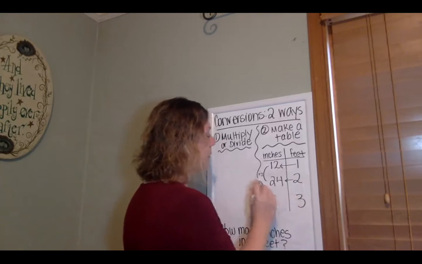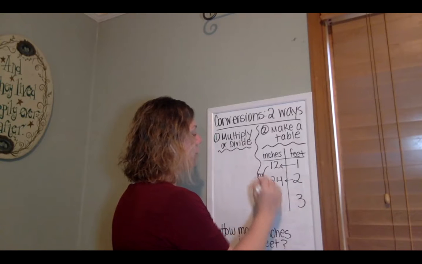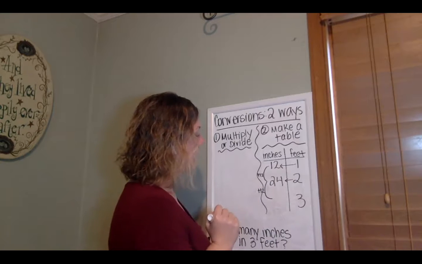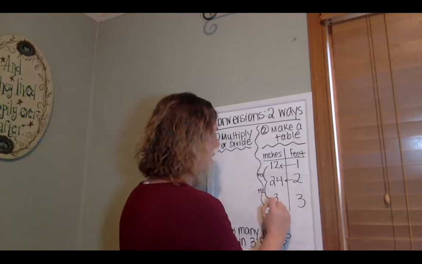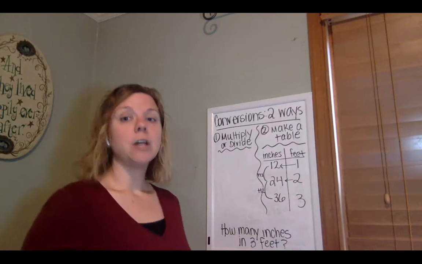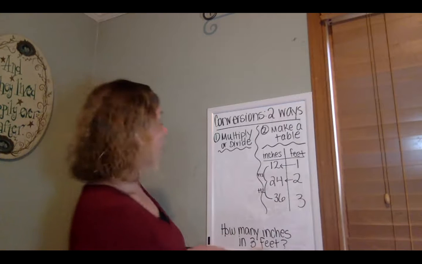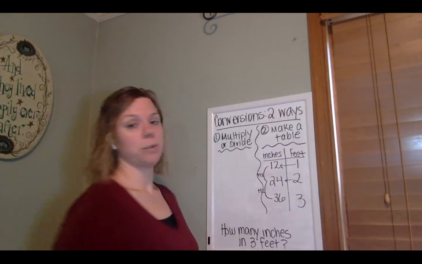So I could just keep going, right? I'm always going to add 12 every time I add another foot. So I'm going to add 12. Now I'm going to add 12 more. 24 plus 12 is 36. Now I know that there's 36 inches in 3 feet. So a table is a really nice, safe way to put both of your measurements up here and then go through and do it that way.